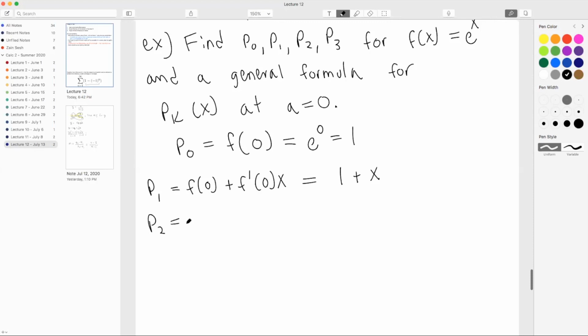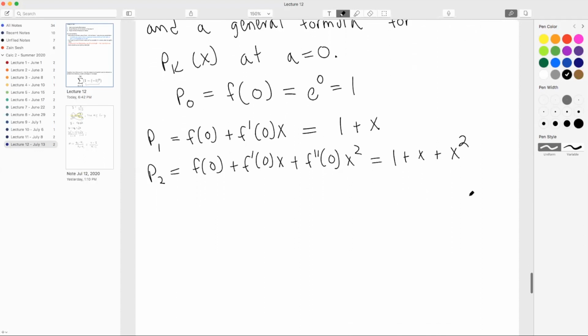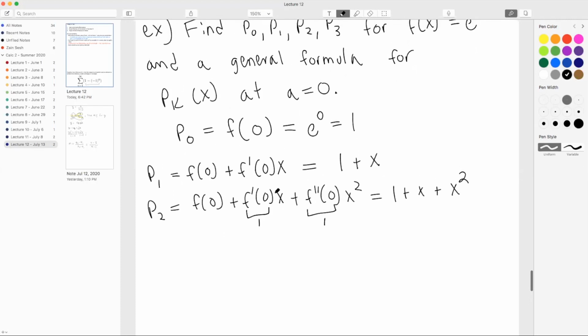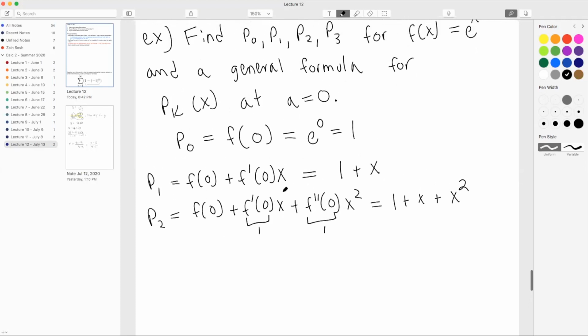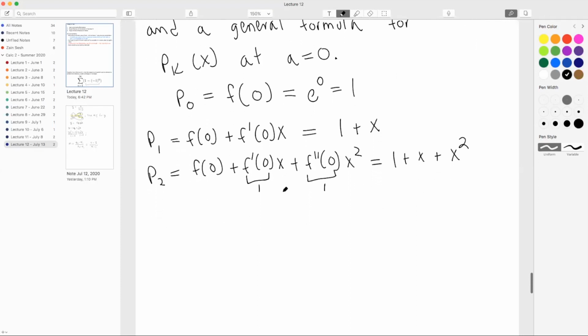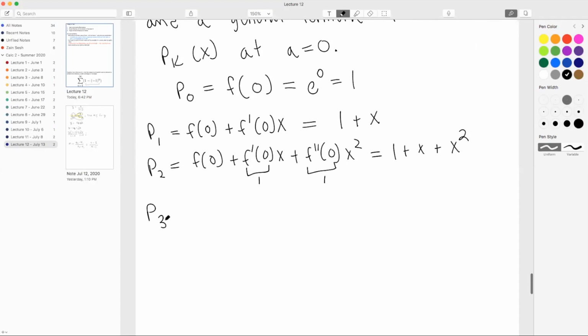P2 is f of 0 plus f prime of 0 multiplied by x plus f double prime of 0 multiplied by x squared. And this is 1 plus x squared. I hope everyone sees that f double prime and f prime of 0 are always just going to be 1, because the derivative of e to the x is always itself, and e to the 0th power is 1. Let's just do the last one, so I'll write out the final answer. This will be 1 plus x.